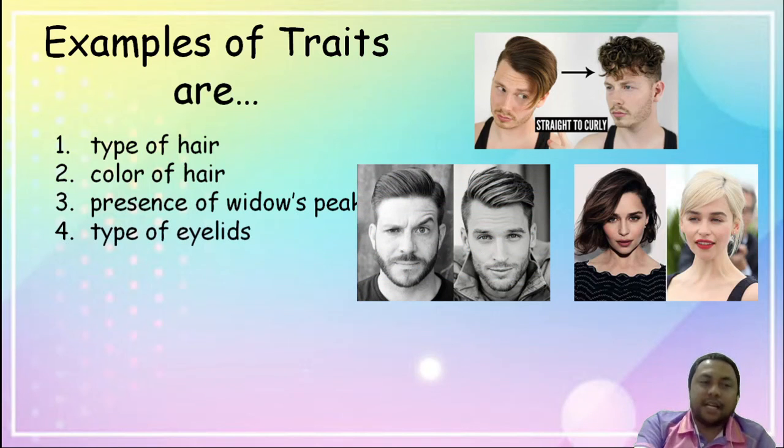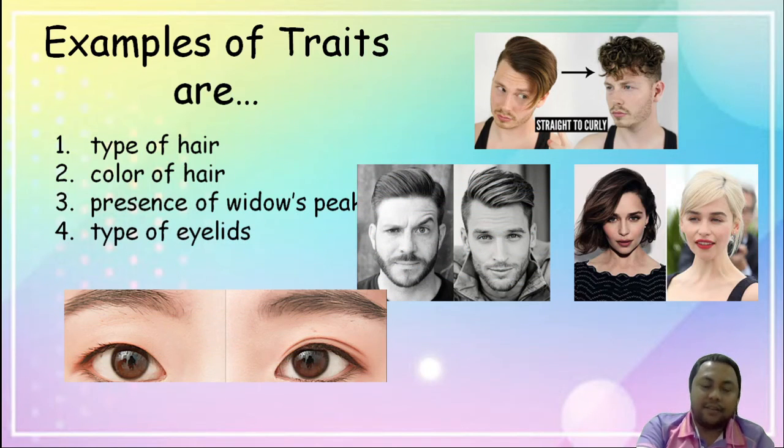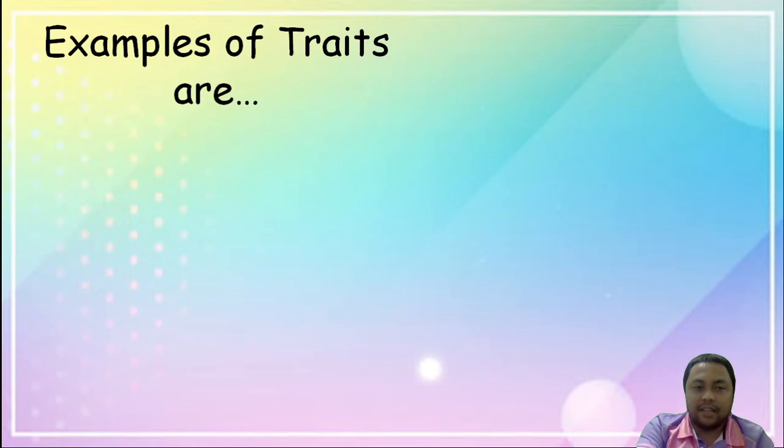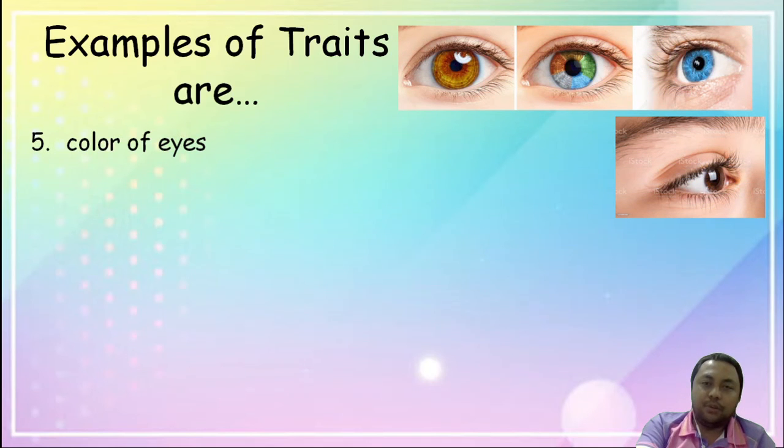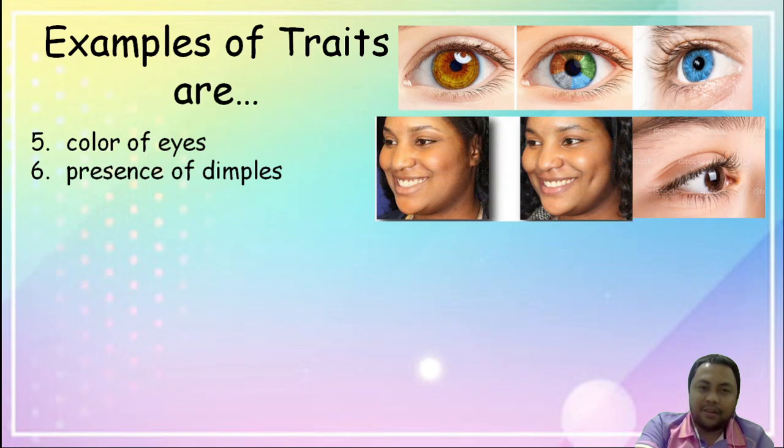Number 4, type of eyelids. We have single-edged eyelid and double-edged eyelid. Number 5, color of eyes. We have blue eyes, brown eyes, and black eyes. Number 6, presence of dimples. We have here some don't have dimples and some are present.